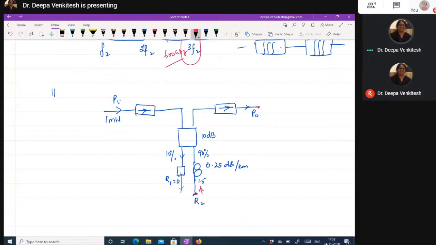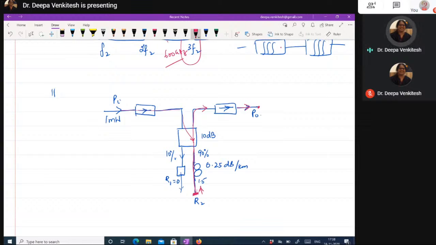P0. So what is the path taken by the output power? It goes through this and cross couples here. 90% of this goes through this fiber. Then a part of it gets reflected. You can calculate from the Fresnel reflection coefficient what that part is that gets reflected. It goes back to this and reaches beyond.